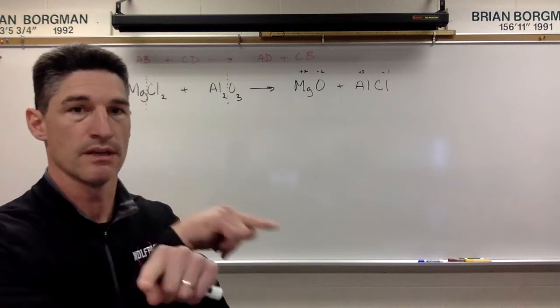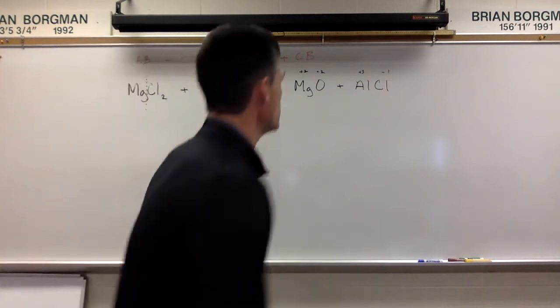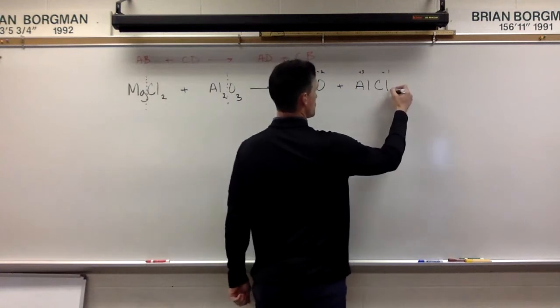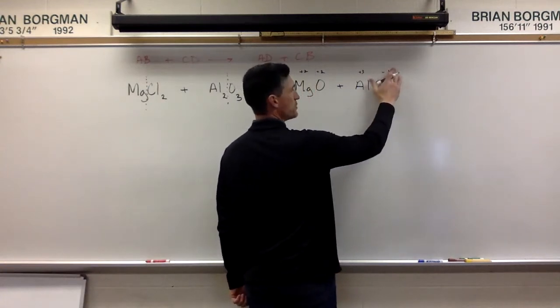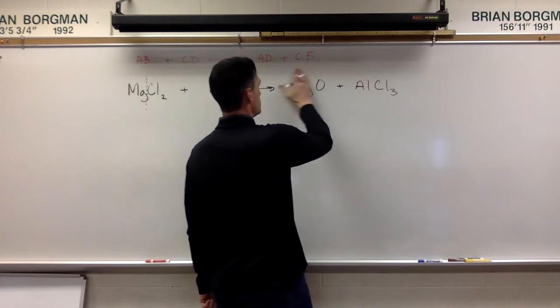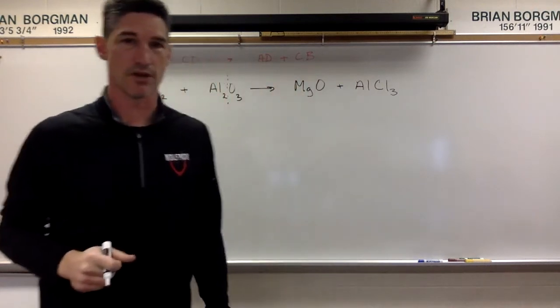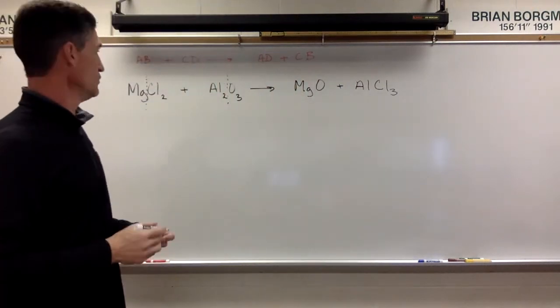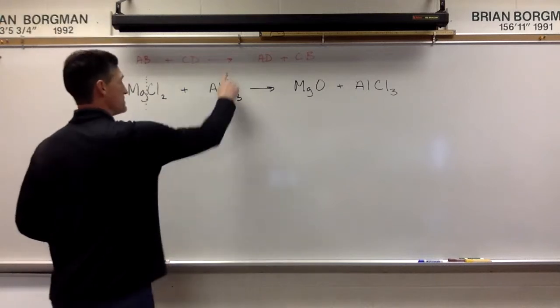So this is where we can swap and drop when those numbers aren't the same. So I'm going to need 3 of those aluminums, or excuse me, 3 of the chlorines. Okay, get rid of those charges because neutral compounds don't have charges. So magnesium oxide and aluminum chloride. So we're good to go there. Let's clean this up a little bit.